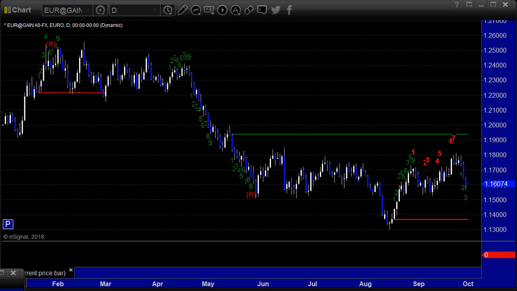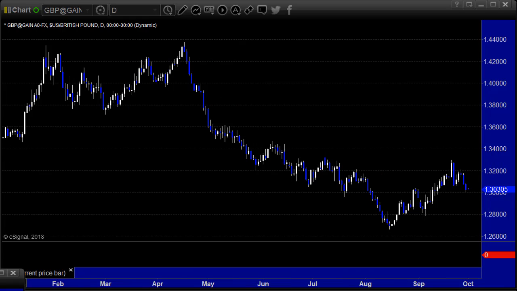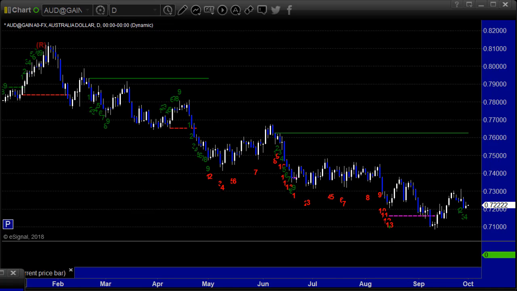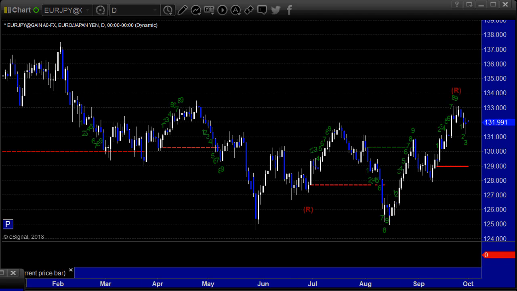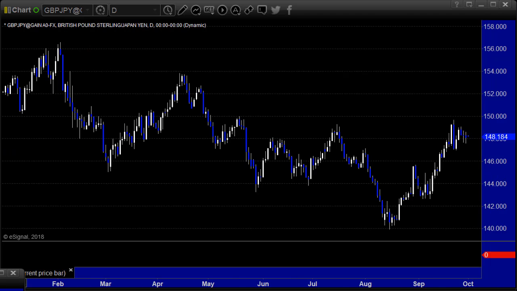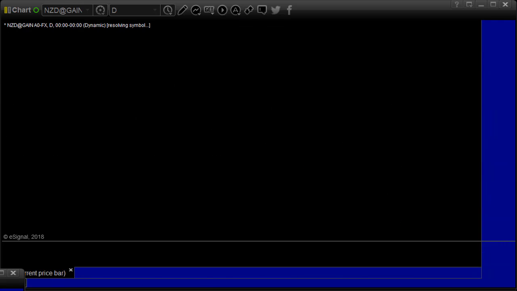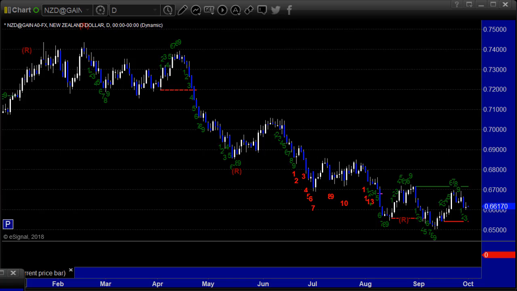Euro dollar is the inverse of the dollar index, exactly as it has been for a while. The pound dollar, again, also sitting where it was 4 months ago or so. Aussie dollar near the lows, didn't do much this last week. Euro yen also didn't do much this last week. Pound yen also didn't do much this last week. Pound Swiss up a little bit. The New Zealand dollar also didn't do much this last week.